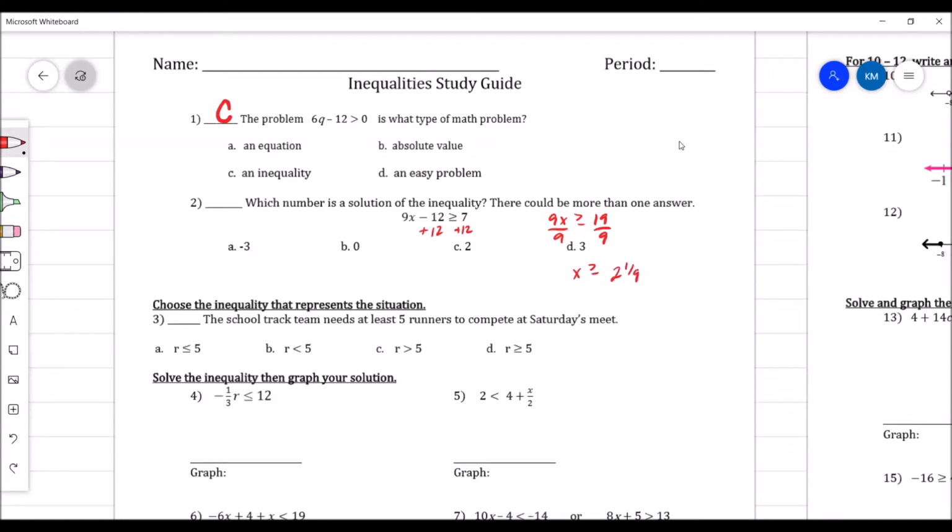I'll just put that there. So x is greater than or equal to 2 1/9. So 3 works for that situation. 2 does not, 0 does not, and -3 does not. So just D works in that situation.